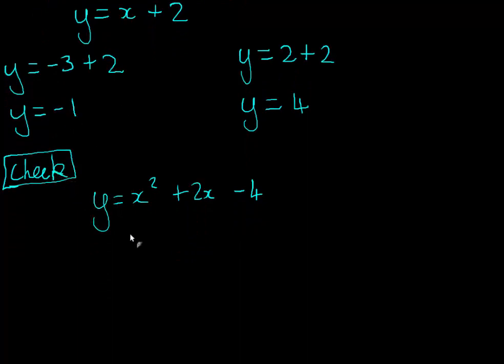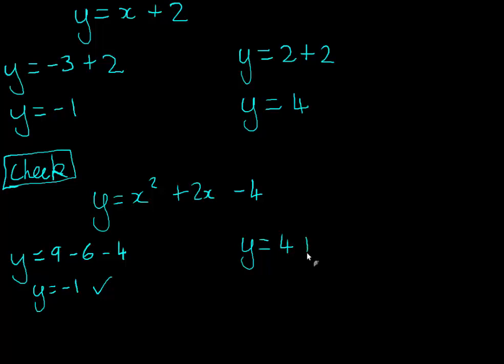So if x is minus 3, then this is minus 3 squared, it's 9, plus 2 times minus 3, so that's minus 6, minus 4. So 9, take away 10, that would make minus 1. So that one works, good. If we try it with x is 2, then you get y equals 4 plus 4, take away 4. So that's just y is equal to 4. So again, that one works as well.